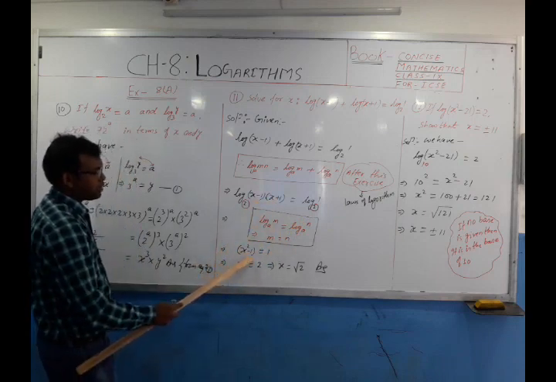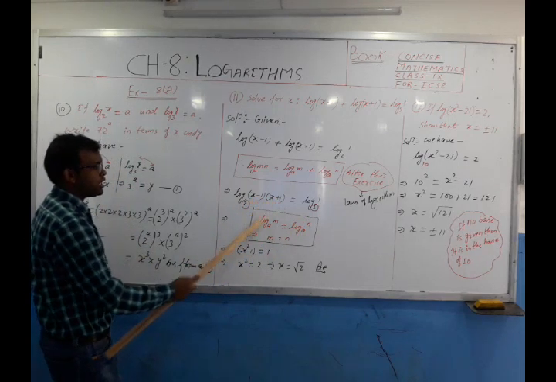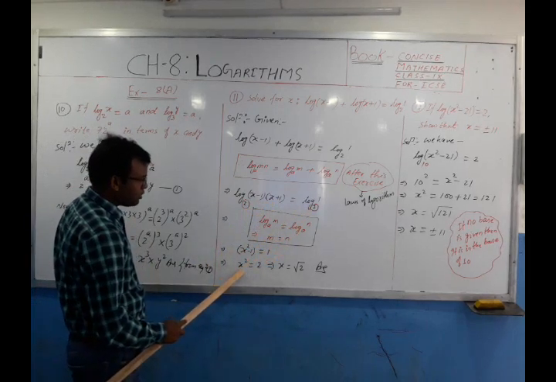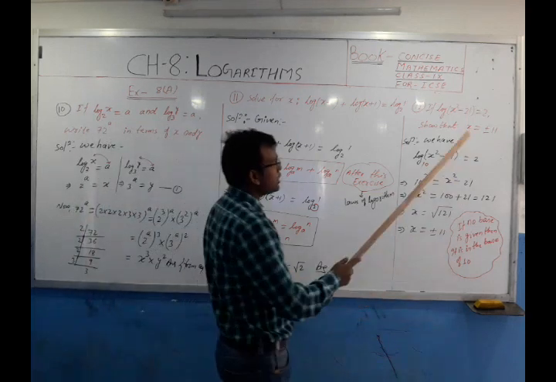You may write x square minus 1, since it is in the form of a minus b and a plus b. So you may write a square minus b square equal to what? 1. And just simplify it. This will be x square equal to 2, and x is equal to what? Root 2. Now see question number 12.